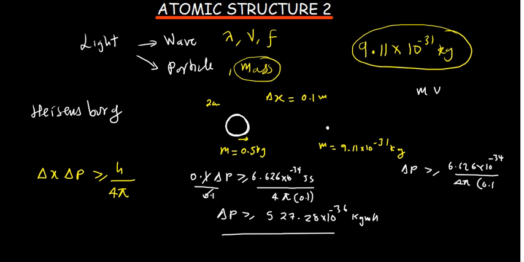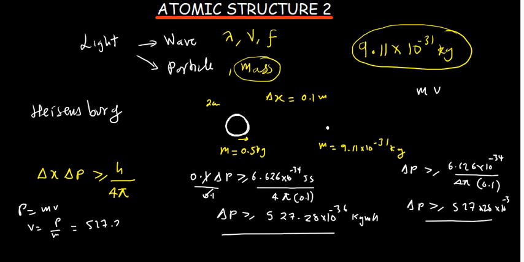So basically, even in this one, the change in momentum is going to be the same value, which is 527.28 times 10 to the power negative 36 kg meter per second. Now let's determine their velocities. We know that momentum is mass times velocity, so the velocity is going to be momentum over mass. The momentum is 527.28 times 10 to the power negative 36. For the ball, the mass is 0.5, so divide by 0.5.